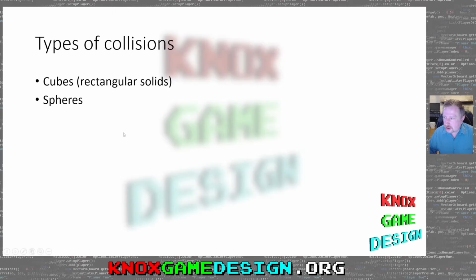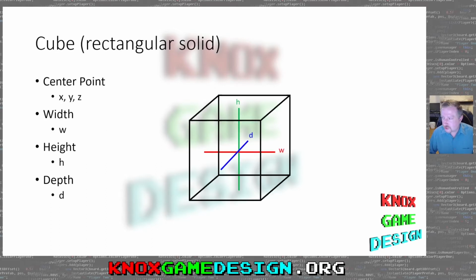Just going to be talking about cubes, or what's referred to as rectangular solids. Technically a cube is of equal length, height, and depth. So a rectangular solid is similar, but you can have varying length, width, and depth. And also spheres. So we're just going to be talking about rectangular solids colliding with other rectangular solids, and spheres colliding with other spheres. I'm not going to be talking about meshes or cylinders or capsules or anything like that.